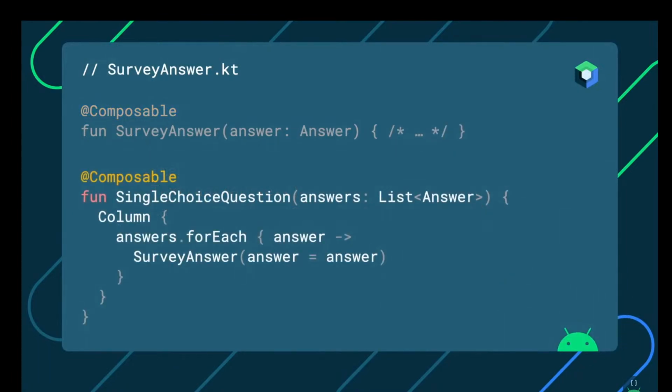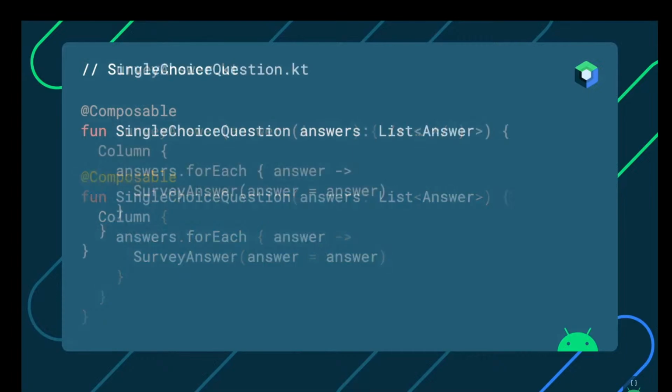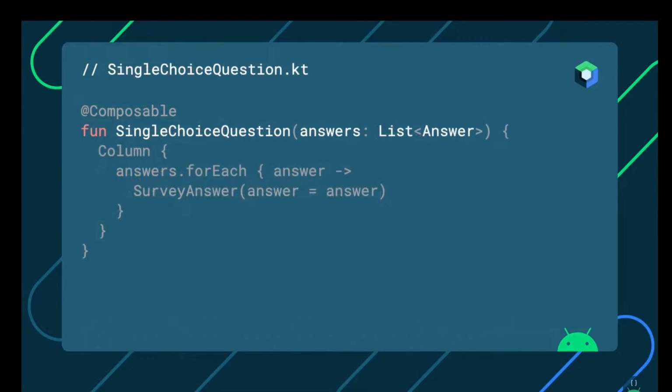For example, if we wanted to implement a list of possible answers to select from, we can define a new function called SingleChoiceQuestion that takes in a list of answers, and then call the SurveyAnswer function that we have just defined. This composable function accepts parameters, which allows it to be configured by the app's logic. In this case, it accepts a list of possible answers so that it can display these options to the UI.